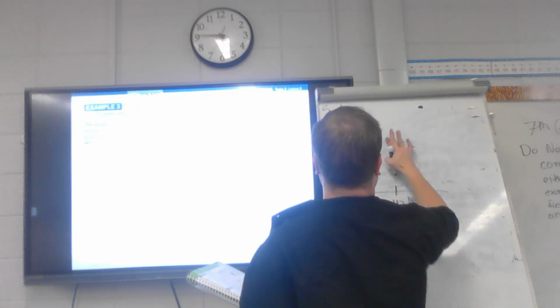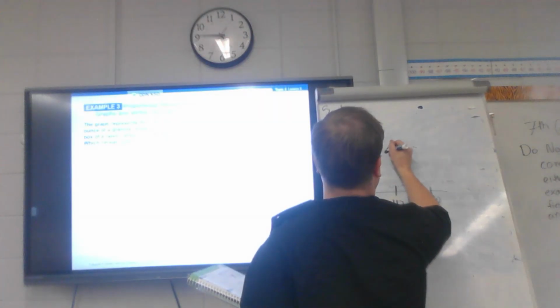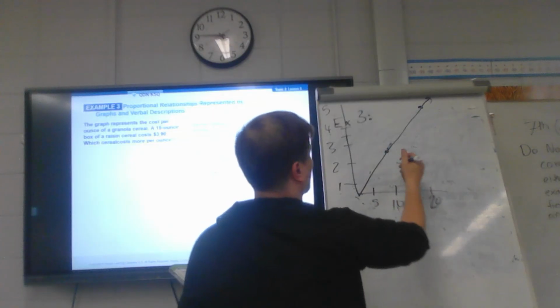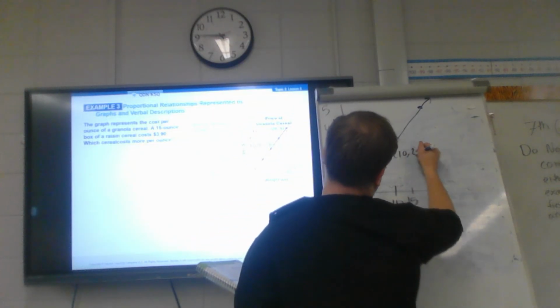10, 2.5 anyway. That's why it's not straight. So about right there, we get a graph that looks about like this. But we're told there are 2 points. That's what we care about: 10, 2.5, and 20, 5.